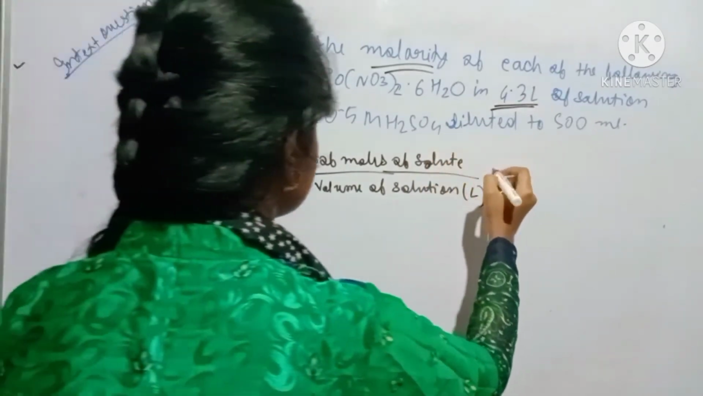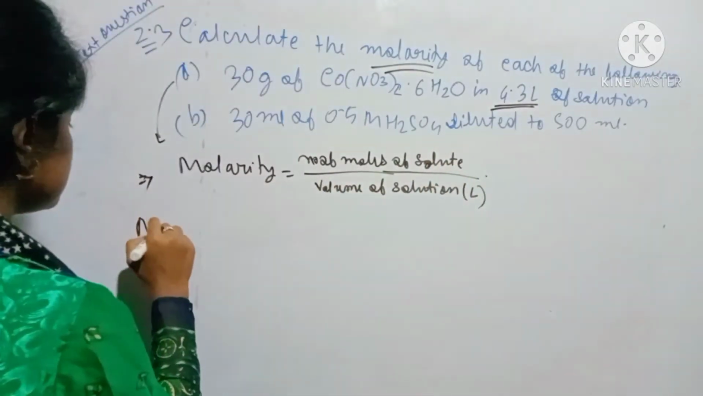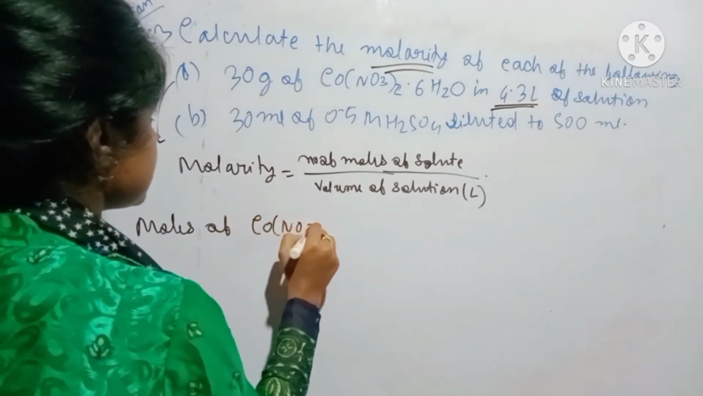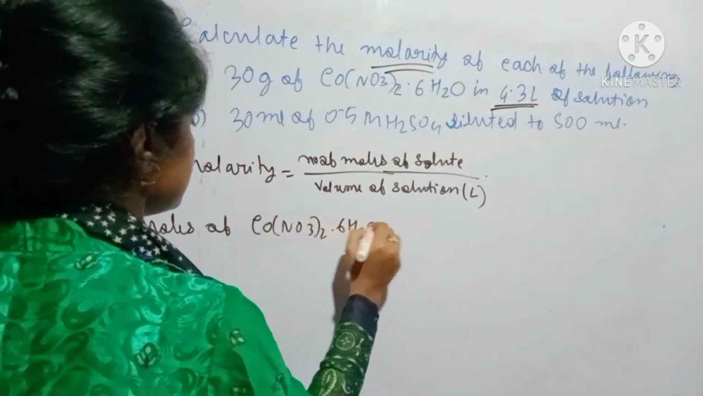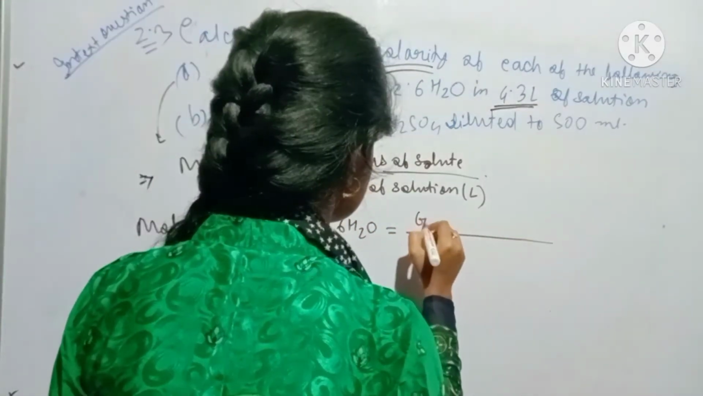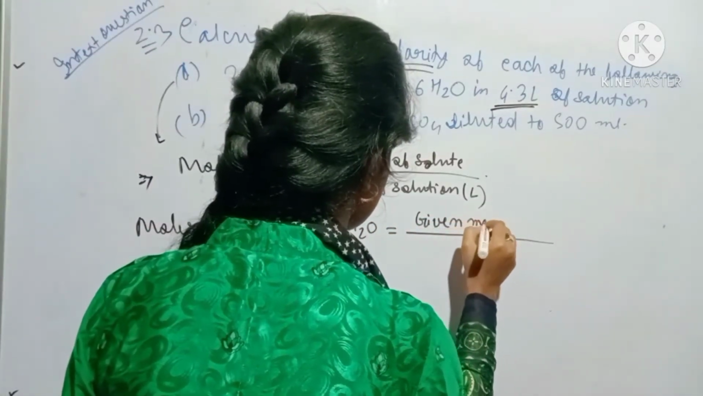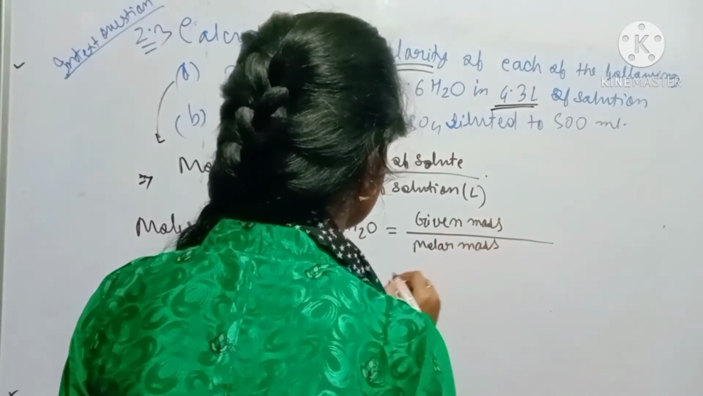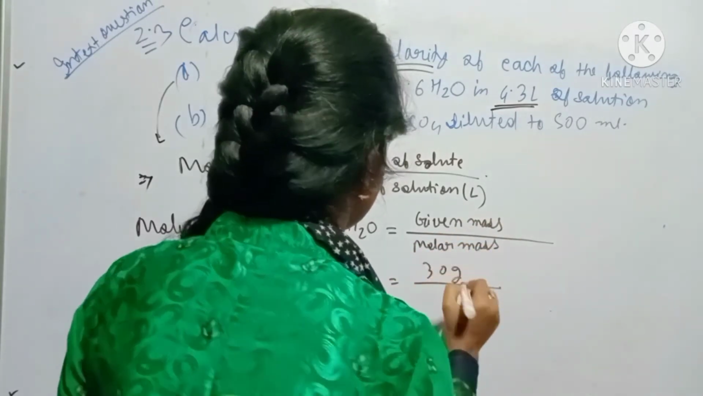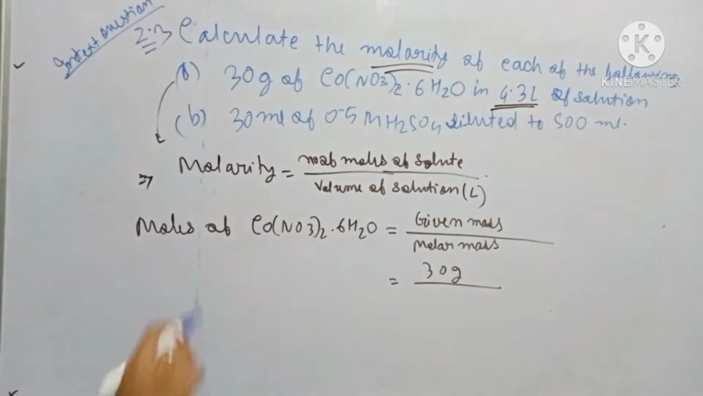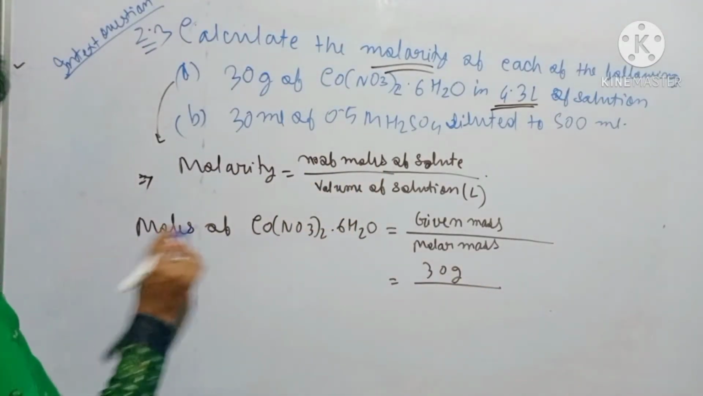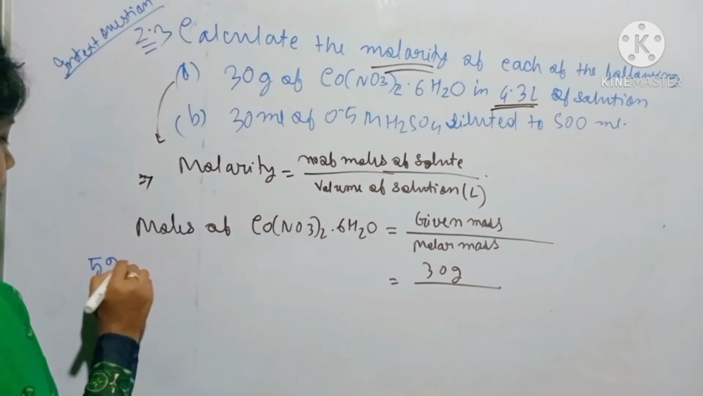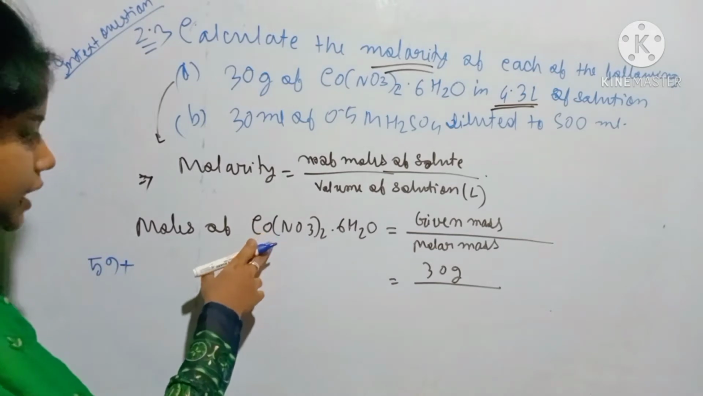Okay, so for calculating moles, here the solute is cobalt nitrate 6H2O. We have to know the given mass divided by molar mass. So given mass is around 30 gram. Now we have to calculate the molar mass of it. Okay, for cobalt its molar mass is 59. It's not carbon and oxygen, please remember that.